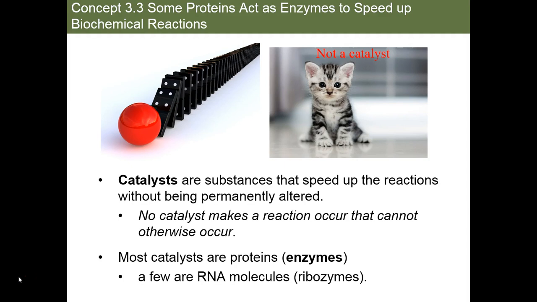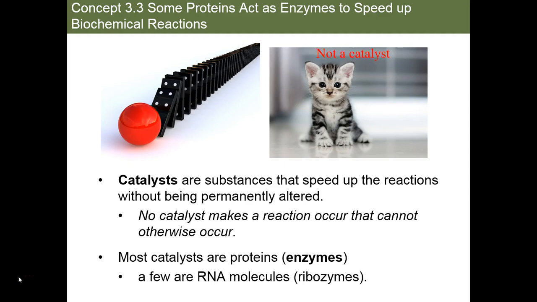A catalyst is a substance that speeds up reactions. Catalysts are not permanently altered. A catalyst does not make a reaction occur that would not otherwise occur. This means that a catalyst does not magically make a reaction occur. Given the proper molecules, these reactions would still occur without the catalyst. However, it is with the help of the catalyst that the reaction occurs faster.